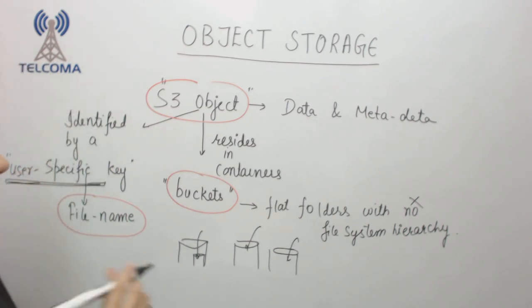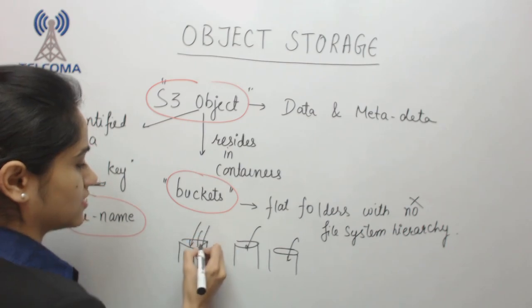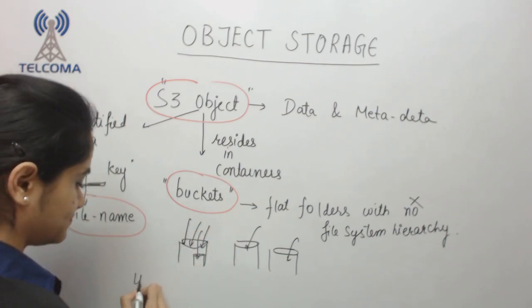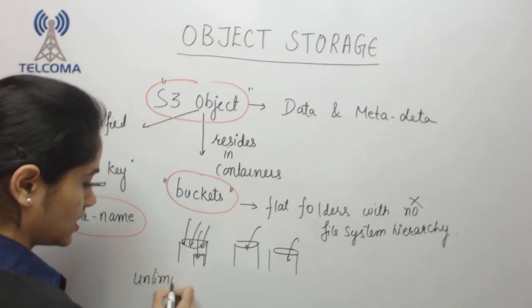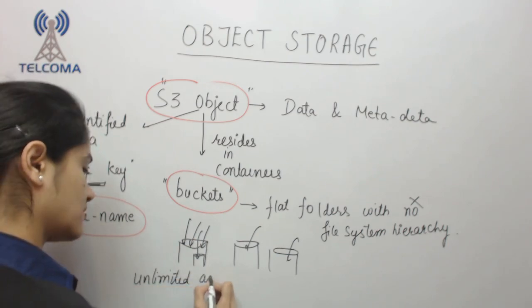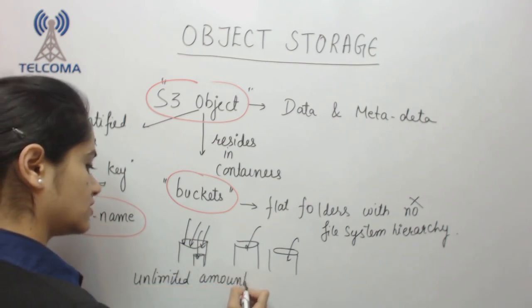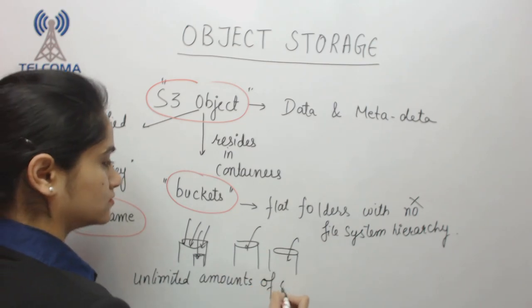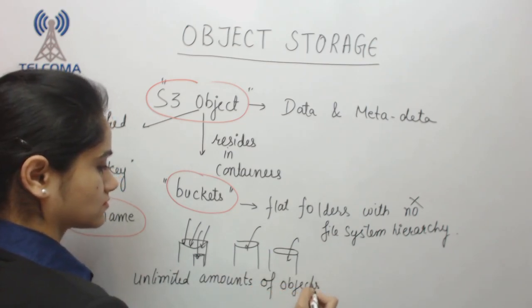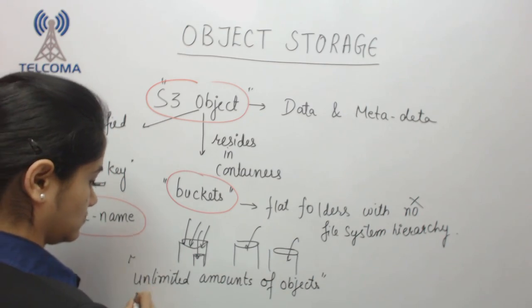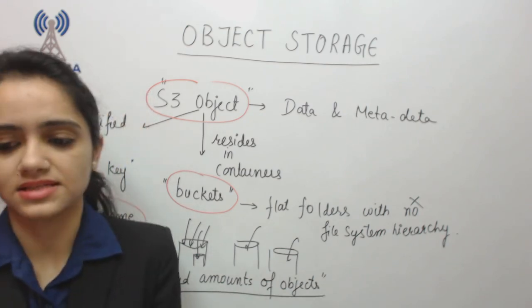Now, each bucket can have an unlimited amount of objects. It can store an unlimited amount of objects. This is what its capacity is.